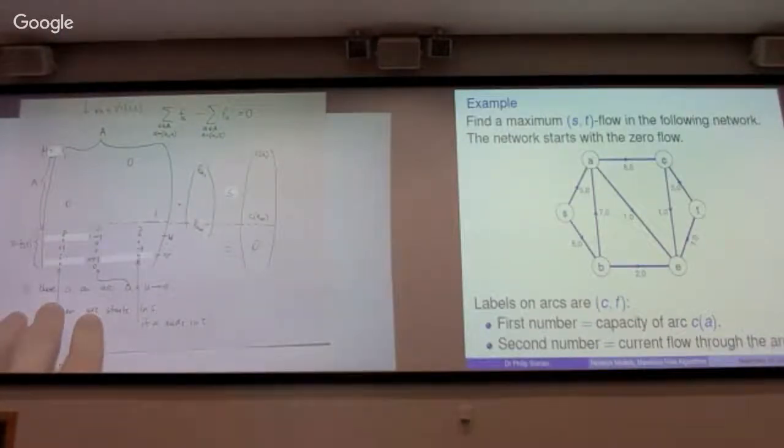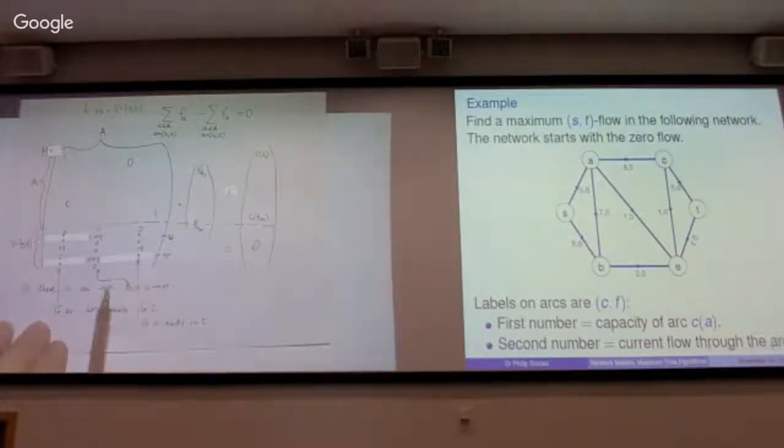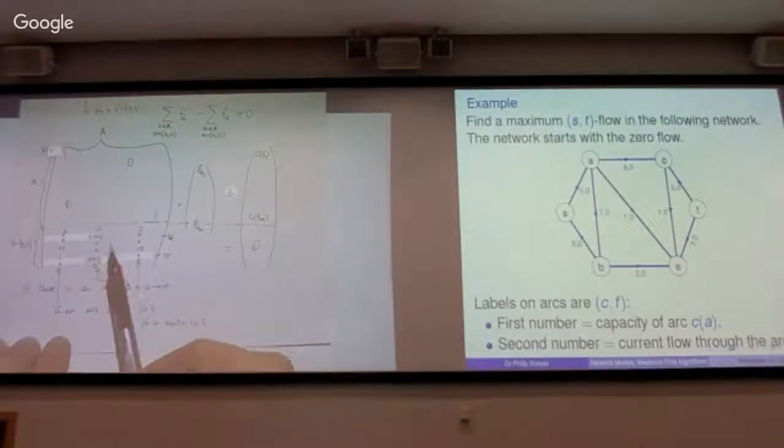Okay? And the +1s and the -1s are more easily viewed when you look at every column separately, because in every column there will be exactly one +1 and exactly one -1. Well, with the exception of the columns that start in S or end in T, where there will only be a +1 or only a -1 in those cases. But otherwise exactly one +1 and exactly one -1, because every arc goes from exactly one vertex to exactly one other vertex. Okay?